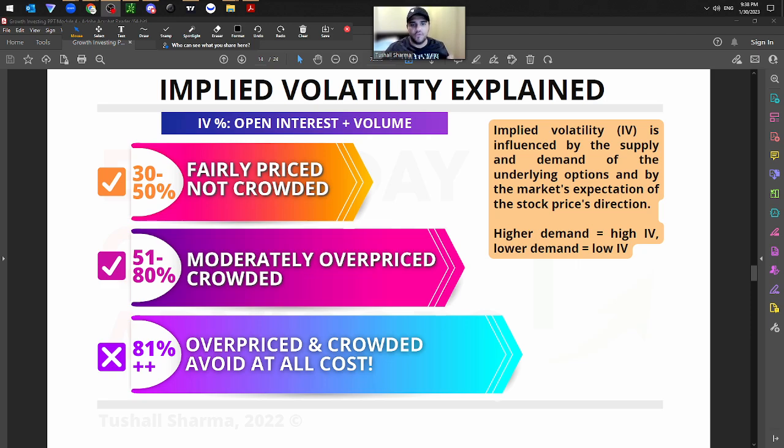So now we're going to go over some more factors that affect the price of an option. There are a variety of different factors, and implied volatility is one of the biggest. The implied volatility of an option is influenced by the supply and demand of the underlying options and by the market expectations of the stock price direction. When there's higher demand, there's higher IV, and when there's lower demand, there's lower IV.